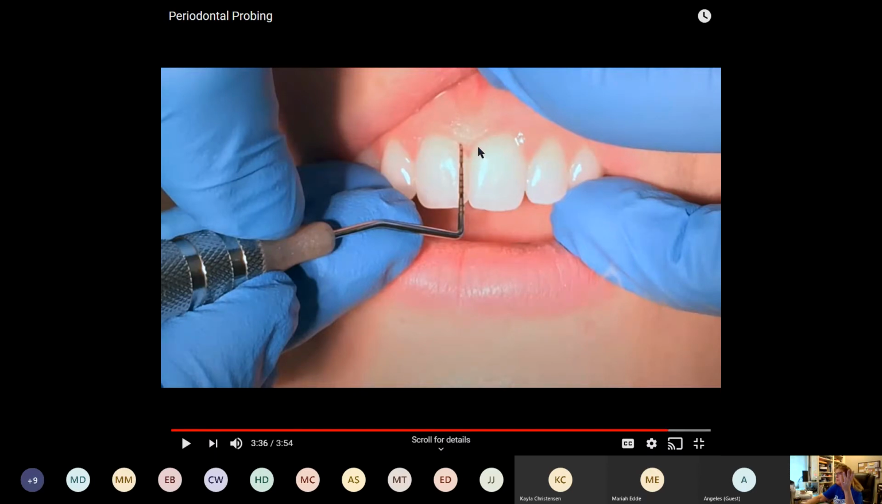So then you just keep going across this way. And then you'd start at the distal line angle and go back here, then repeat. Take the deepest reading between here and here. Go ahead and take the deepest reading between here and here. And then you'd start again, but you'd switch. You don't just keep going this way.